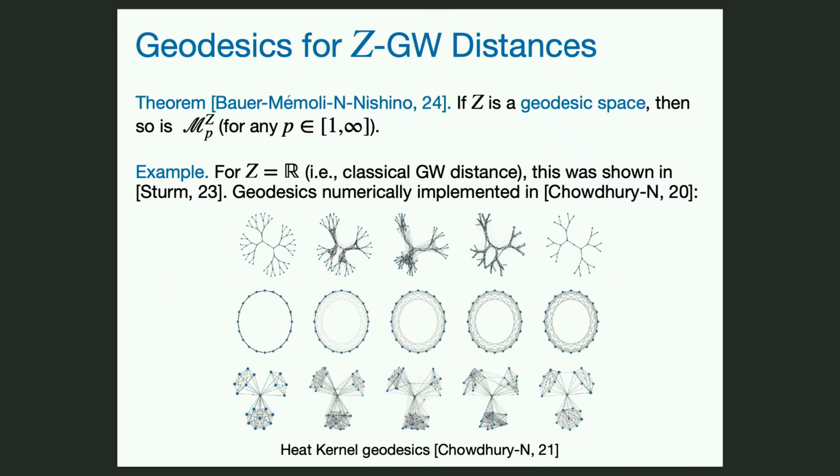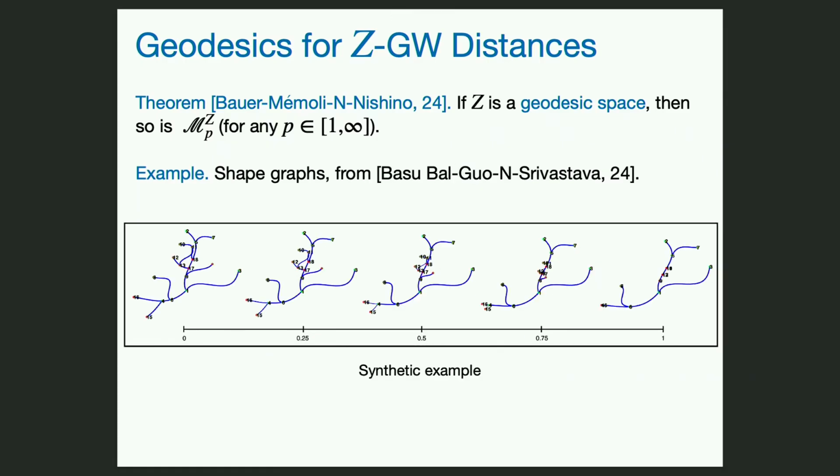Here's another example. This is in another paper where we're using heat kernels instead of adjacency matrices to represent graphs. This ends up giving you nicer looking geodesics sometimes because it's aware of cluster structure. Right, and then shape graphs, as was already predicted. In this earlier work with Basu, Bal, Guo, and Shrivastava, we implemented geodesics in the space of shape graphs. And like I said before, we did it in a slightly ad hoc way. It turns out that what we did agrees with the general formula that we proved. So everything lines up.